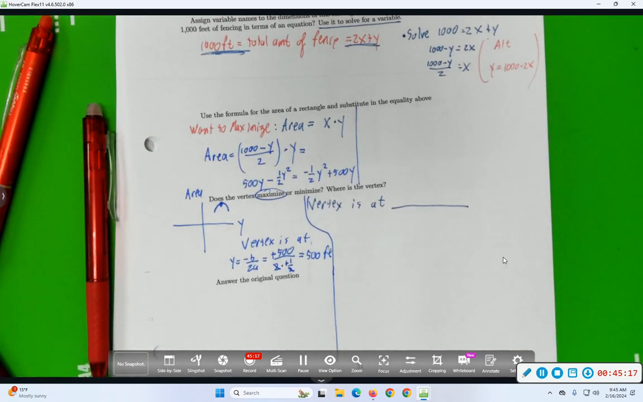Let's also, how many people solved for y instead of solving for x? Cool. Let's go through that same work and see what happens.